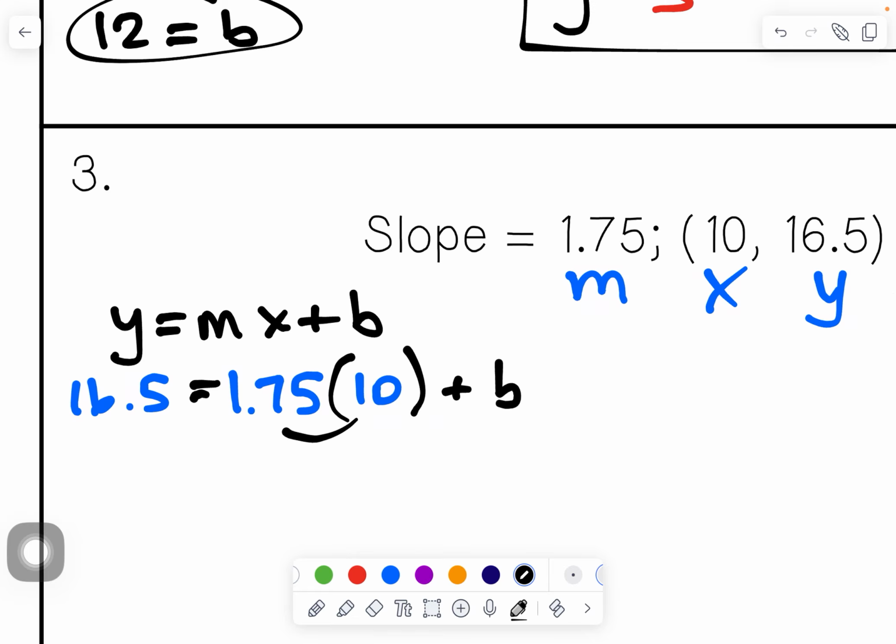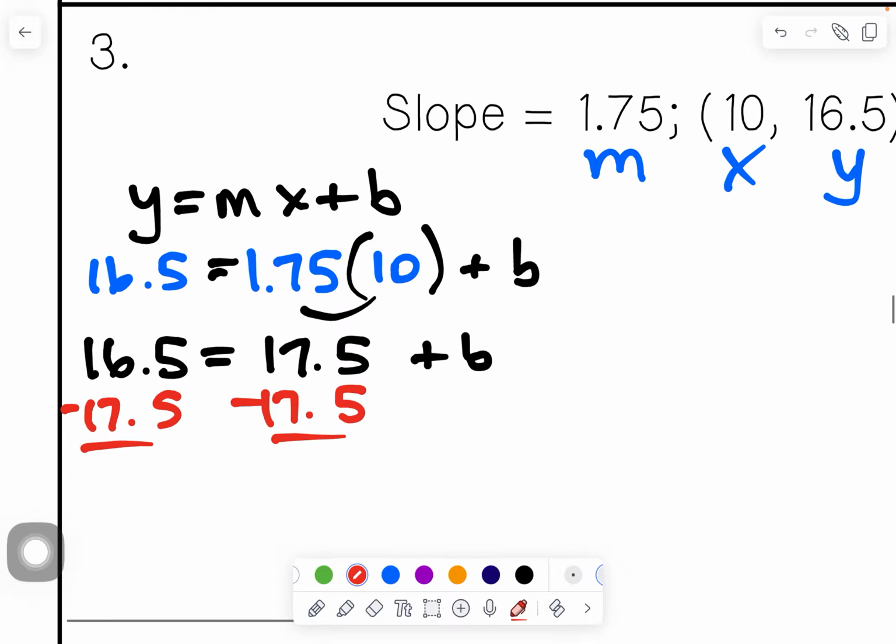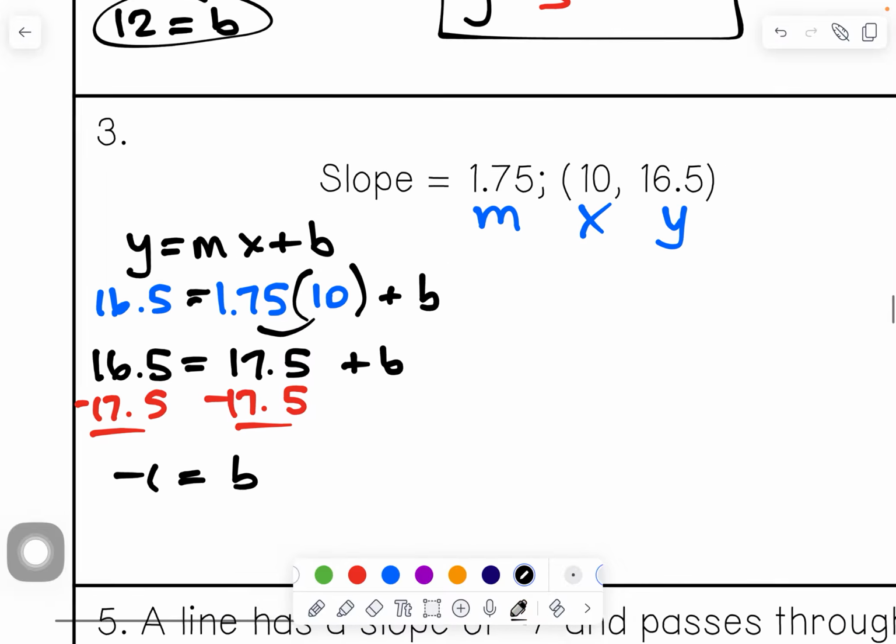Start by multiplying these two numbers together. So I get 17.5 plus b. Again, I still want to subtract that number from both sides because it's positive. If it would have been a negative number, I would have added it. And I find out that -1 ends up as my b value.